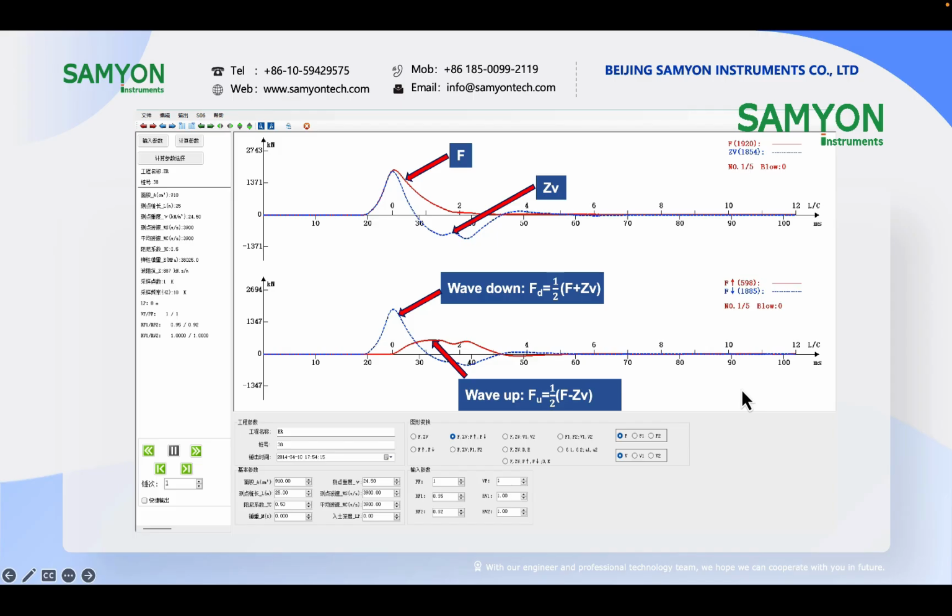First, after we get the data, we can import the data into our case method software, PDAR, and we can see the testing plots, F and ZV plot, and wave up and wave down. And also we can see other plots here we can choose. Just switch to other plots.